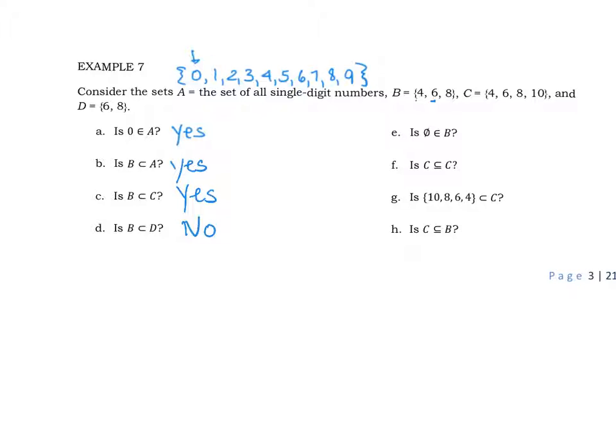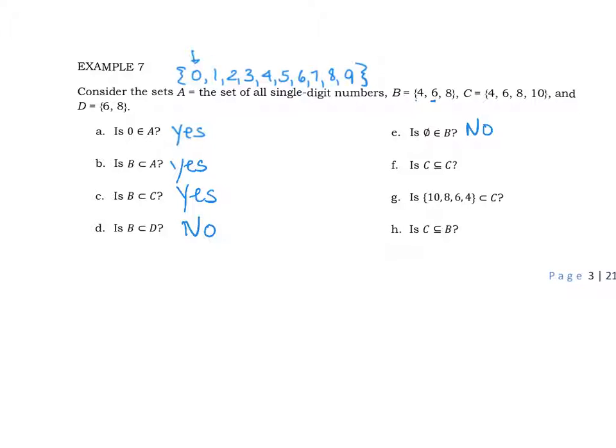Is the empty set symbol an element of set B? If you look at set B, I do not see that empty set symbol anywhere. Do not confuse element of with subset of. So that symbol, the empty set symbol, is not an element of B, so no.